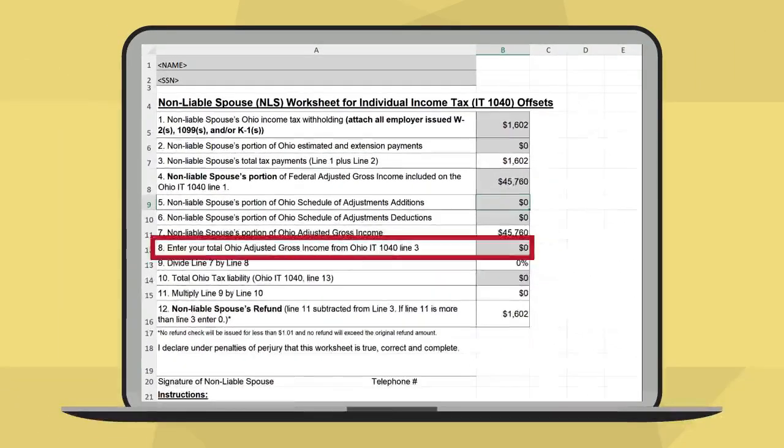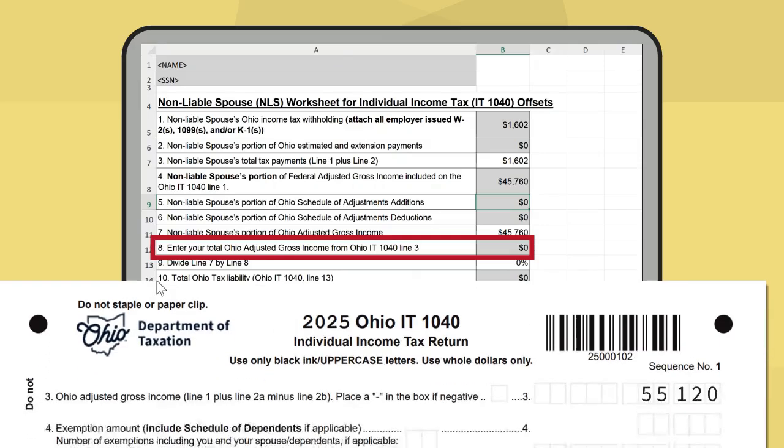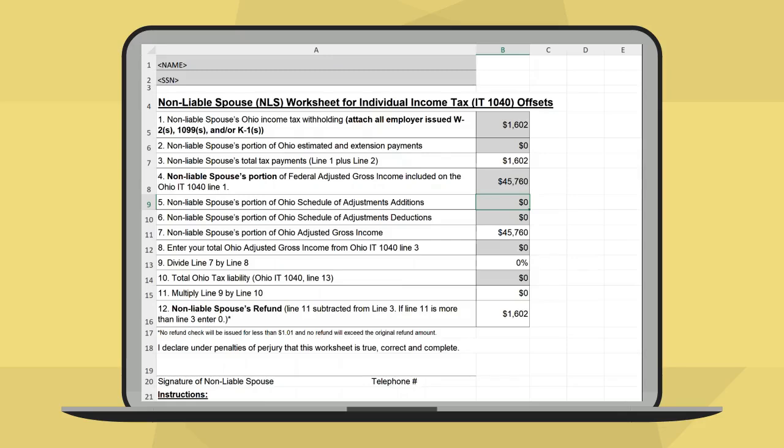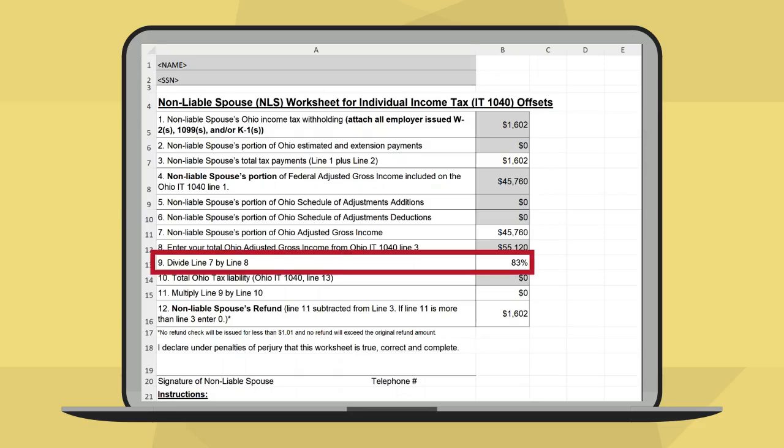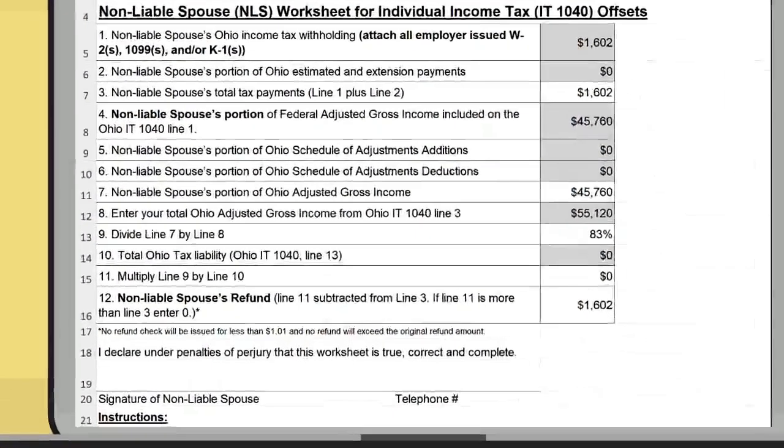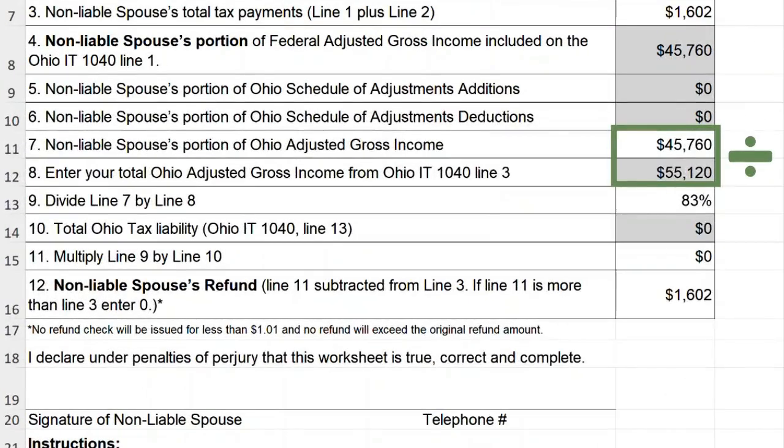For line 8, you need the total Ohio adjusted gross income. Simply enter the amount exactly as it was reported on line 3 of your Ohio IT 1040. When we add that total into the worksheet, it will look like this. Now let's move down to line 9. To get the amount to put into line 9, divide line 7 by line 8. This line will automatically be calculated if using the electronic worksheet.